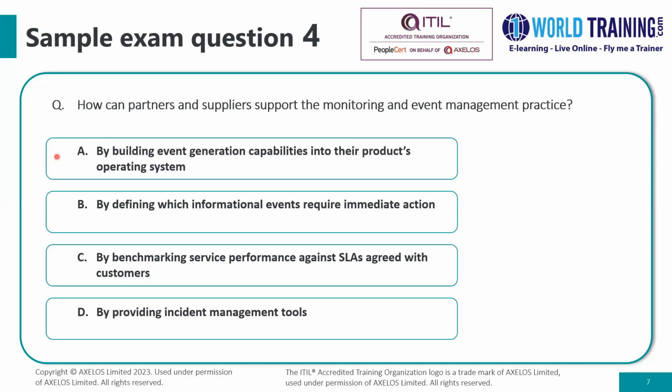A seems to be the correct one because partners and suppliers can build event generation capabilities into their product's operating system. In fact, most suppliers will build extensive such capabilities into their product's operating system. But let's check out B. B is about informational events. They do not require immediate action. So at the time they are identified, they will not need action, but eventually they may become warning or instructional or exception, and then an action will be needed. So in case of warning, an action may be needed.